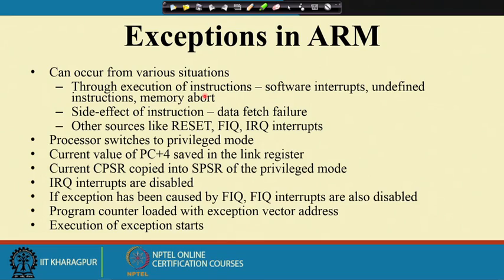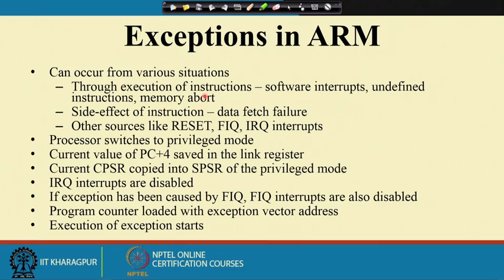Other sources, which are actually the interrupt sources, are the reset pin that we have in the ARM processor, or the FIQ pin and IRQ pin. If we activate those pins, there will be interrupts, and these are the other sources for exceptions. For all these exceptions, the processor switches to a privileged mode. From user mode it will go to the privileged mode, either system mode or one of FIQ mode, IRQ mode, like that. There are 6 different modes that we have seen previously. So, it will go to one of the privileged modes.